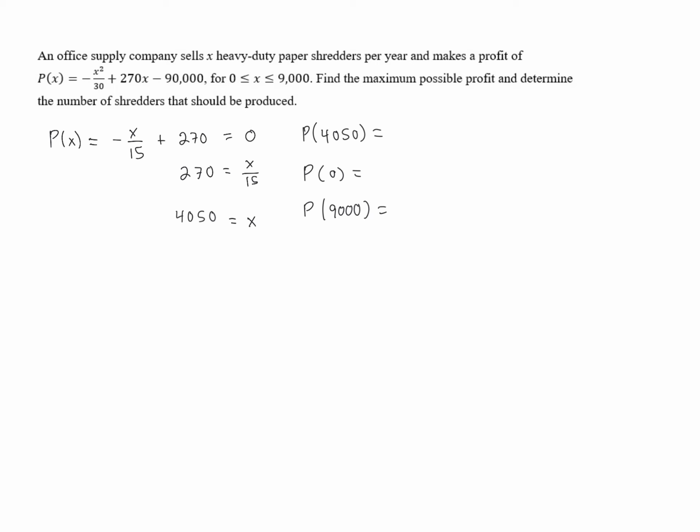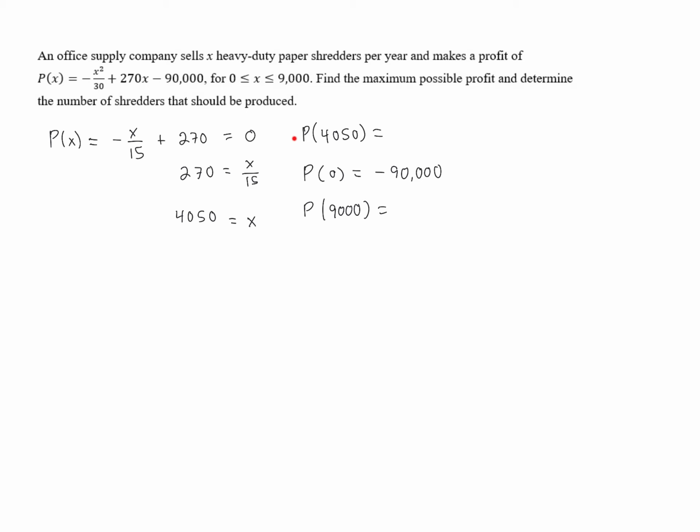The easiest to evaluate is at 0, because when x is 0, the first two terms go away, and we're left with negative $90,000, which is not a nice profit. If they don't sell any shredders at all, they still have to pay the production costs for the machinery and any associated costs, but they're not making any profit. So of course that's going to be a negative number if they're not selling anything. Now we have the other ones as well.